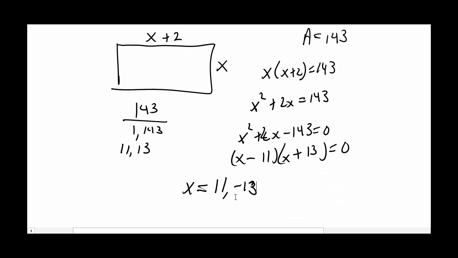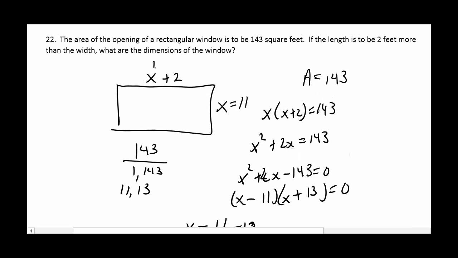So in context of this problem, it does not make sense to have a negative 13 length or width, so that doesn't make any sense. But I can go back up to 11, and conveniently when I plug 11 in, I also get 13 for the other number. So the dimensions are an 11 by 13 rectangular window. 11 feet by 13 feet.